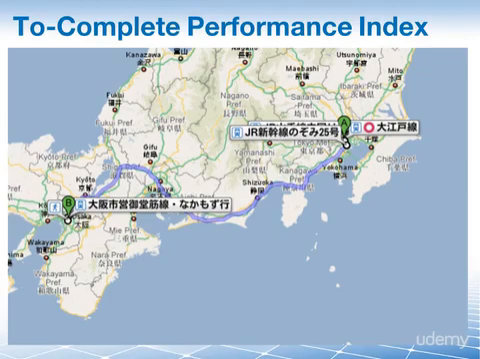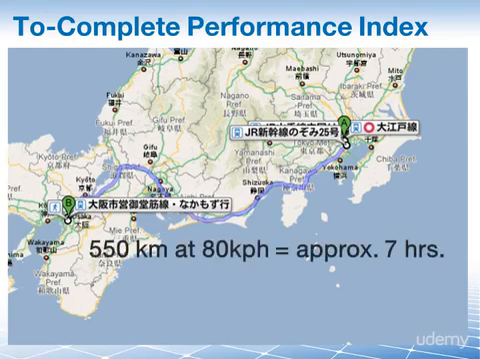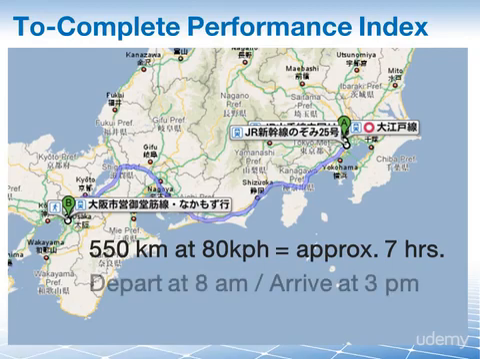Let's assume that you are in Japan and you are driving from Tokyo, which is point A on this map here, to Osaka, which is point B. The distance between those 2 points is about 550 kilometers. So going at about 80 kilometers per hour, you expect that the drive should take you around 7 hours. So if you leave Tokyo at 8 o'clock in the morning, you should theoretically be able to arrive in Osaka at around 3 o'clock in the afternoon.